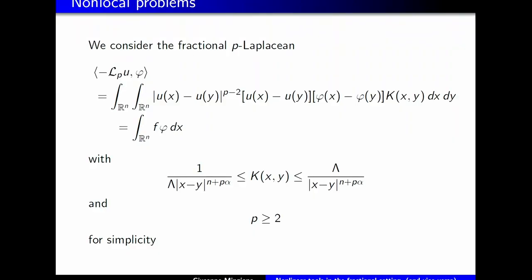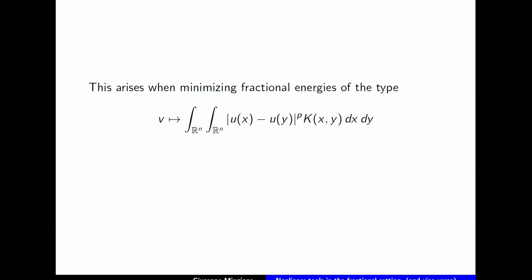Essentially, the prototype is the following one, where the non-linearity is very much explicit in this way. And the operator on the left-hand side is known as the fractional p-Laplacian. The fractional p-Laplacian essentially emerges when you want to minimize this norm with respect to this kernel. So it's a natural object because you're minimizing the p norm.